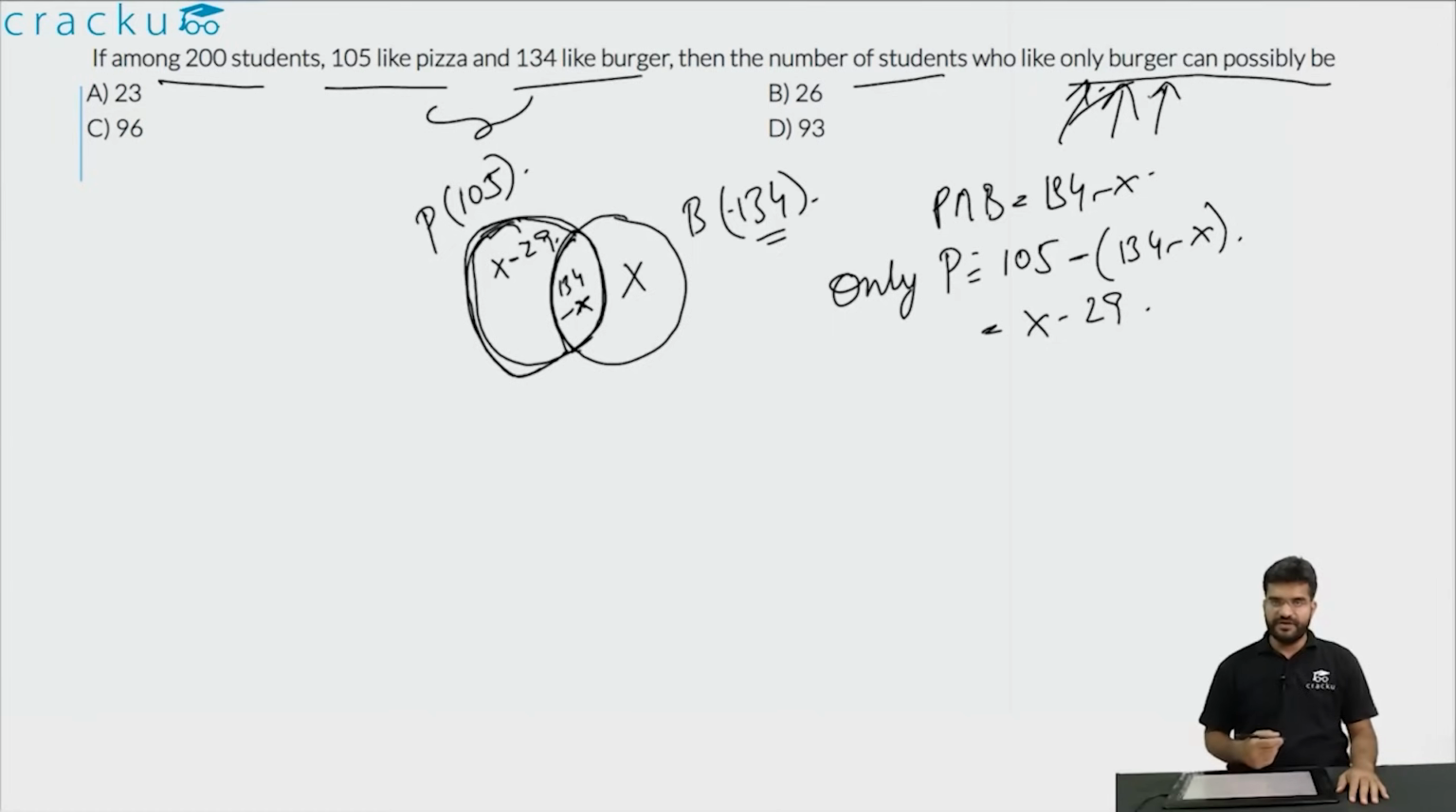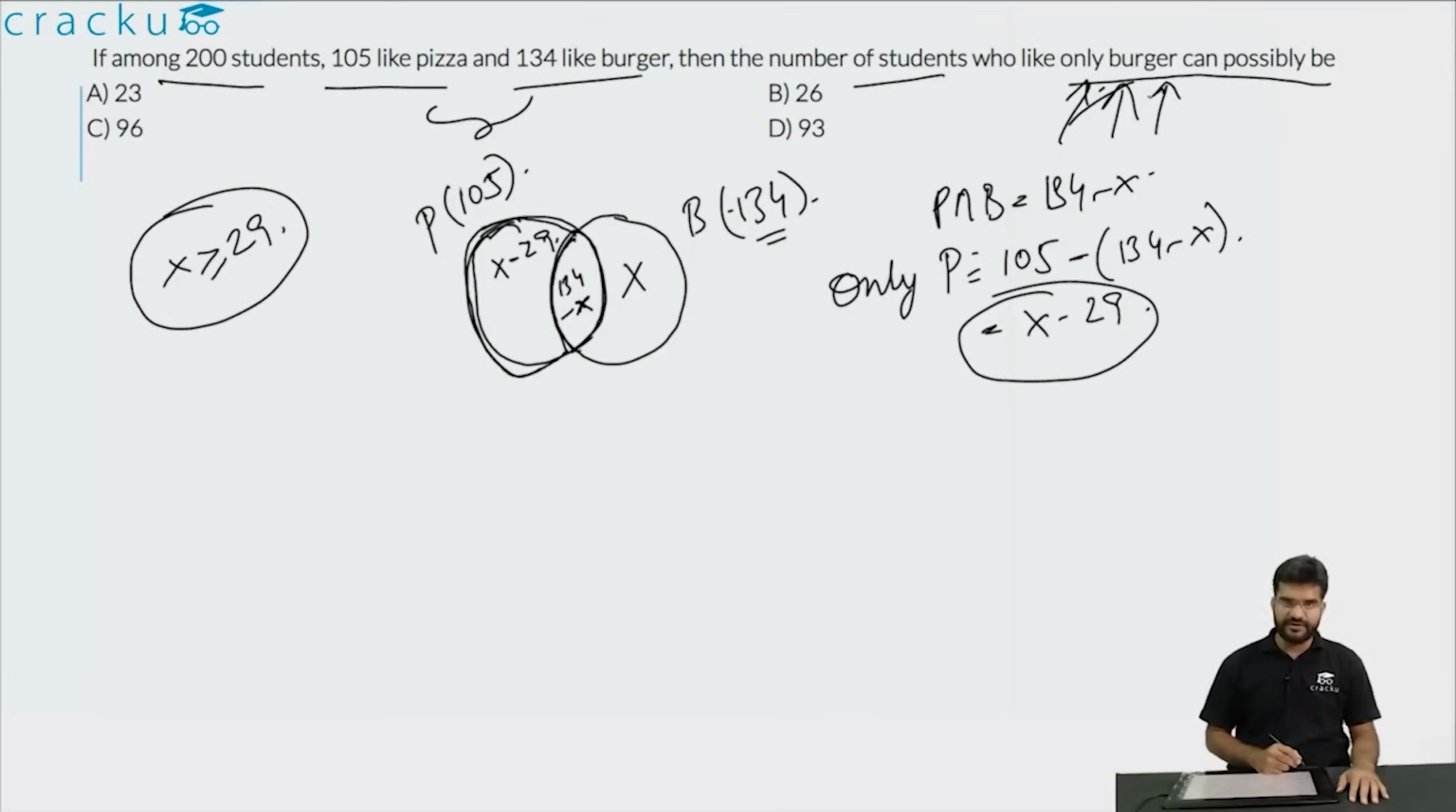So we know for sure that x is greater than or equal to 29, because you don't want x minus 29 to be negative. There will not be minus 10 students who like only pizza. That number has to be greater than or equal to 0. So you know that x is greater than or equal to 29.